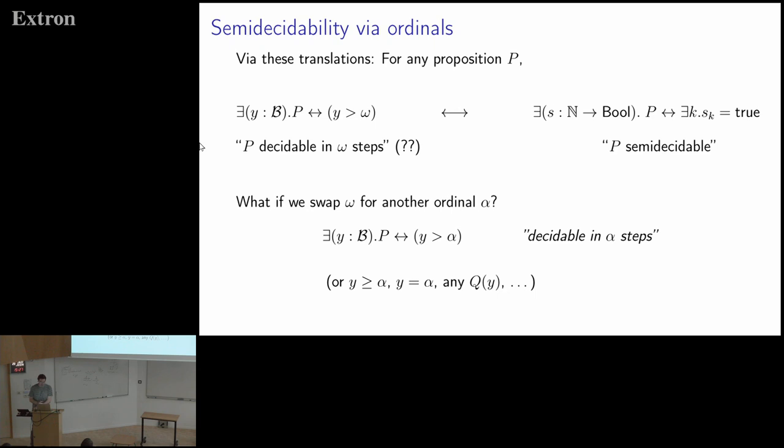But now if we have realized this, it's a quite obvious question to ask, well, can we just replace omega up here by another ordinal? Because really omega is just, well, it happened to work so far for this semi-decidability situation. But in principle, we could take any ordinal alpha and say that, well, if we can prove this statement, then this means that P is decidable in alpha steps, whatever that means.